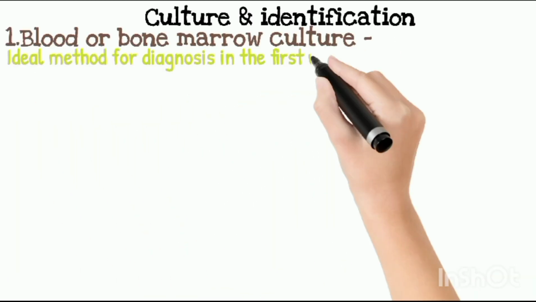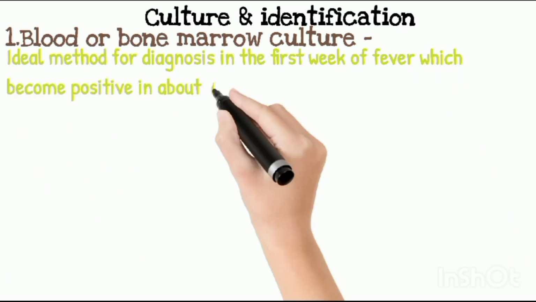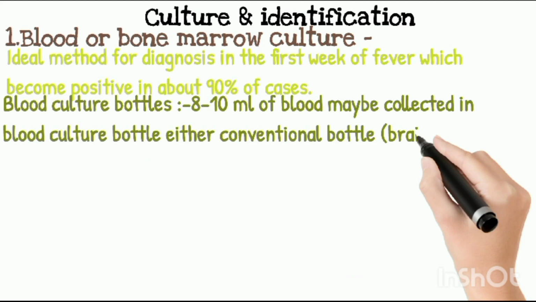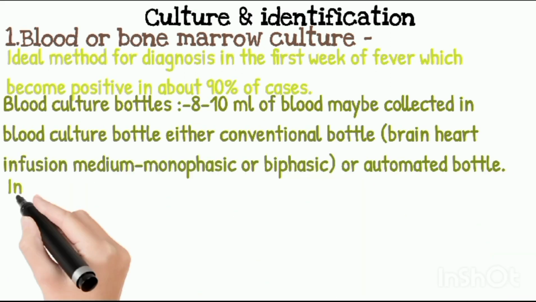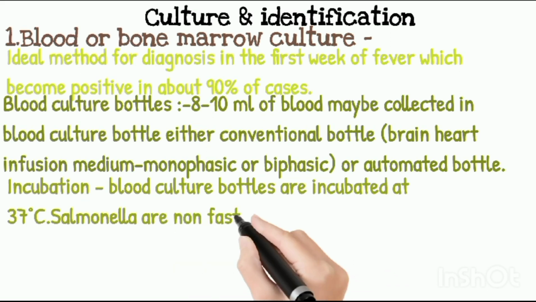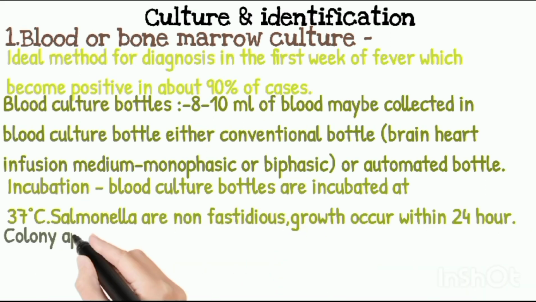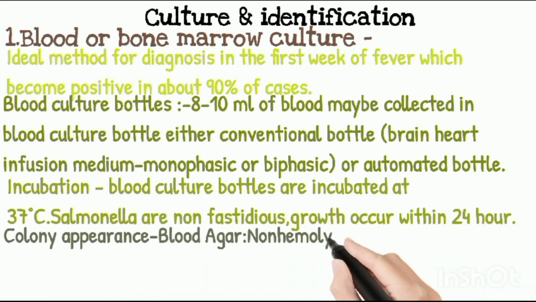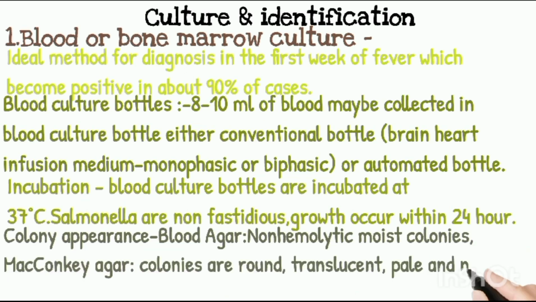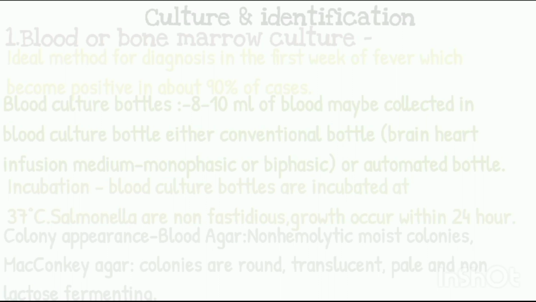It is the ideal method for diagnosis in the first week of fever, becoming positive in about 90% of cases. Blood culture bottle: 8 to 10 milliliters of blood may be collected in a blood culture bottle, either conventional or automated. Incubation: blood culture bottles are incubated at 37 degrees centigrade. Salmonella is non-fastidious and growth occurs within 24 hours. Colony appearance: on blood agar, non-hemolytic colonies; on MacConkey agar, colonies are round, translucent, pale, and non-lactose fermenting.